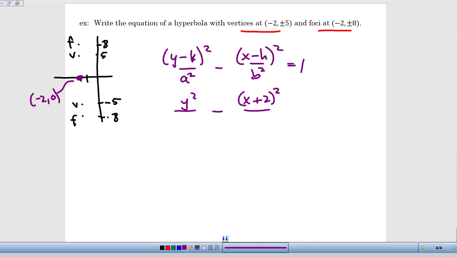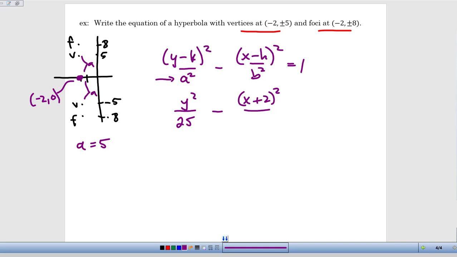Now we need to figure out our values of a and b. Recall that a is the distance from the center to the vertices. Right here, from center to vertex, that distance is 5. So that's our a, which means a equals 5. I can go ahead and plug that in here, so I've got y squared over 25.